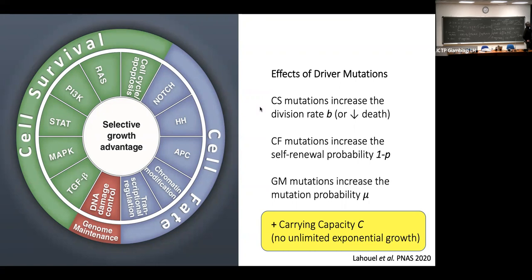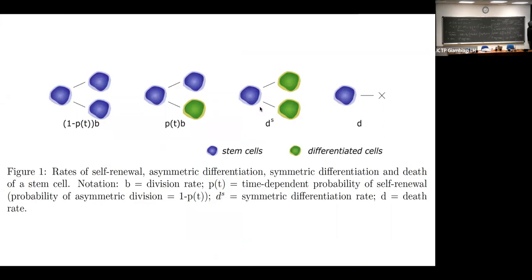There is one class, which is called cell survival, which is increasing the speed of cell division. So you hit one of these, and cells start dividing faster. So the rate of division, B, goes up, or the death rate goes down. This is a class that we call cell survival, or CS mutations. Then there is another type of mutation that belongs to the group called cell fate. Referring back to the figure I just showed you, this increases the probability of this happening versus that.